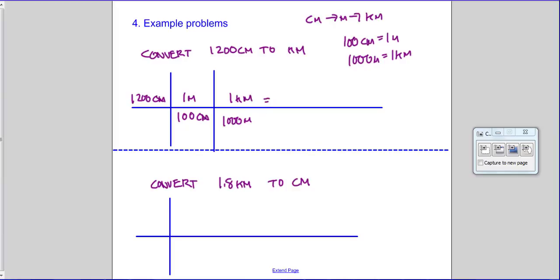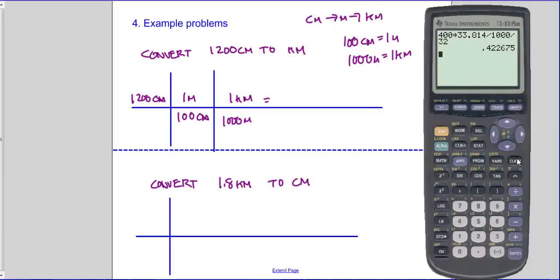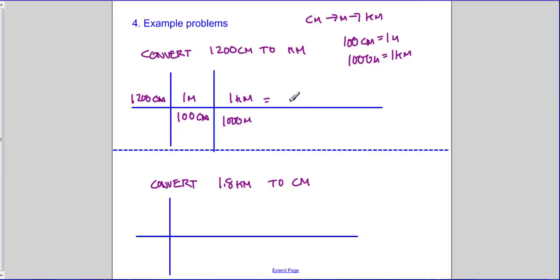So now I take my calculator, and I take 1,200 divided by 100 divided by 1,000. And I get 0.012 kilometers.